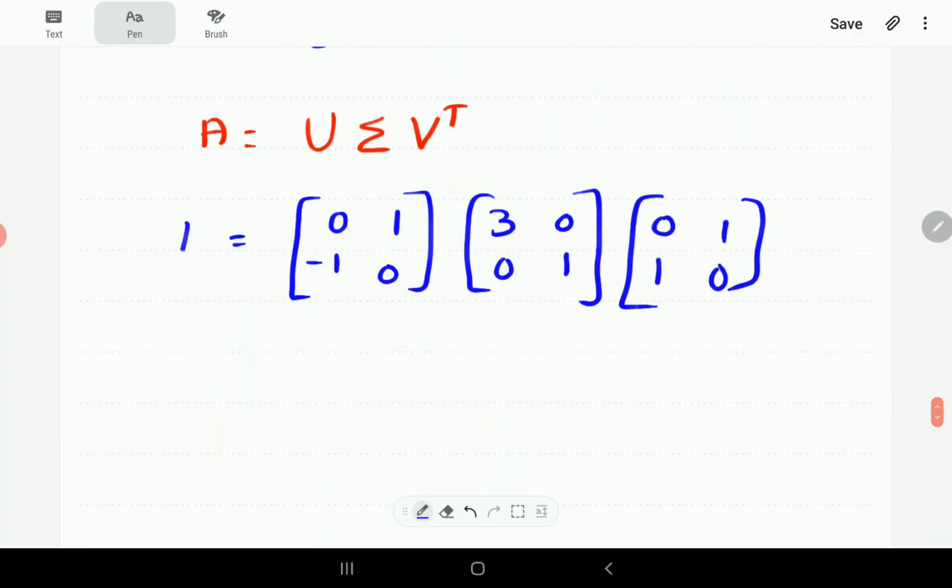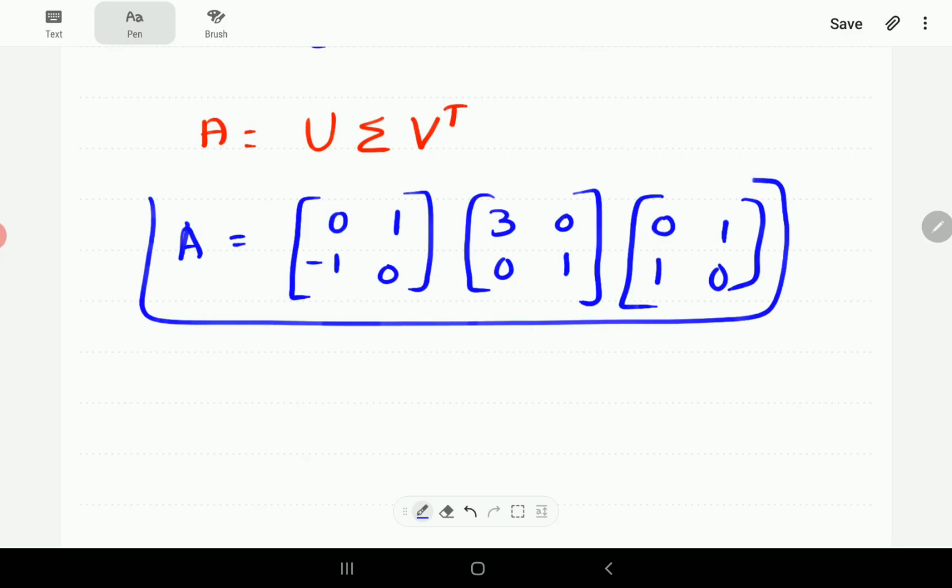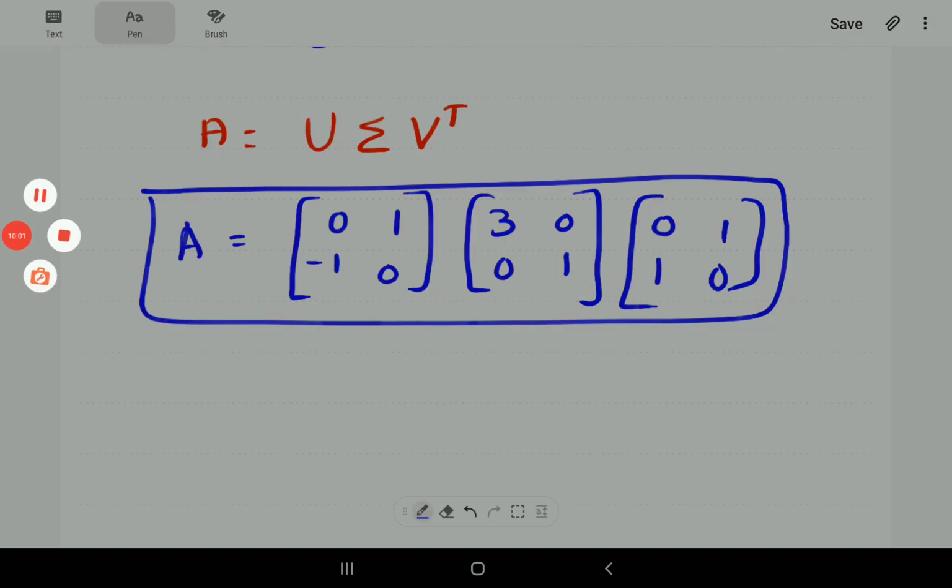So this is our A in SVD. Okay. So this is one another example where we have taken a 2 cross 2 matrix to check how the SVD works. So this is all in this video. Maybe in the next video we will take up the next examples. Till then, take care guys.